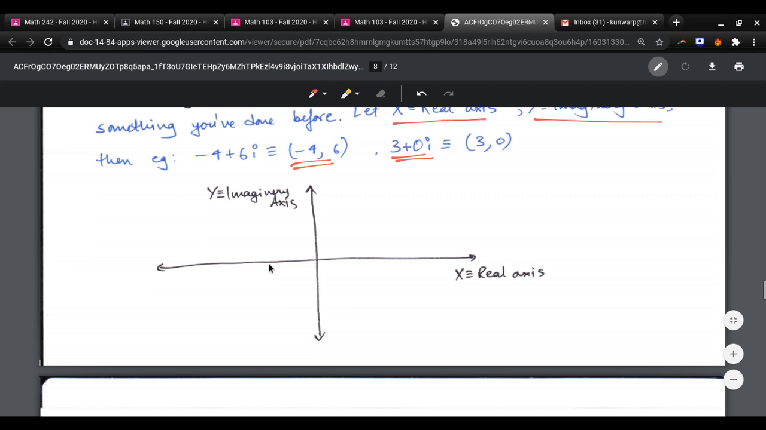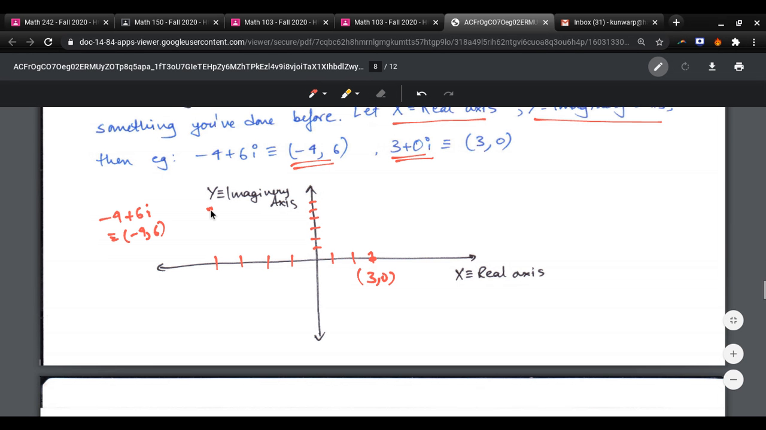So if you plot it here, negative 2, negative 3, negative 4, 1, 2, 3, 4, 5, 6. This point is somewhere here. 3 and 0, that's here. So this point is 3, 0, right? This point is negative 4 plus 6i, which basically means it is negative 4 comma 6.